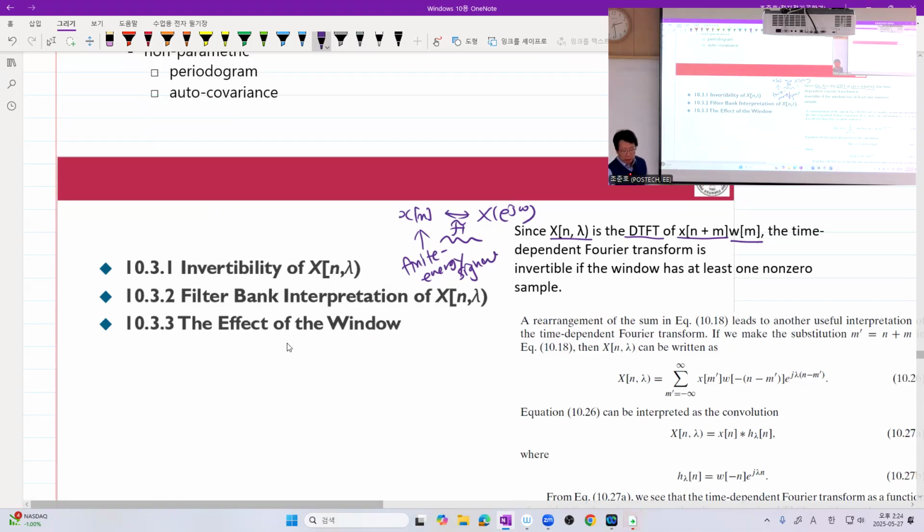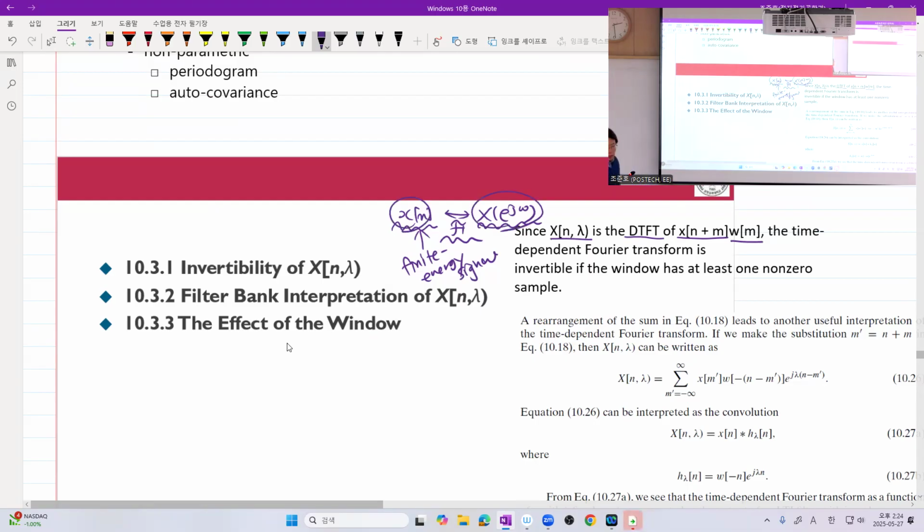And from the Parseval-Plancherel relation, if the signal is a finite energy signal, then this is also a finite energy signal, and their inverses exist. If you compute the DTFT and inverse DTFT, the inverse is the same as the original signal in the L2 sense, something like that. Okay. So basically, this is invertible.